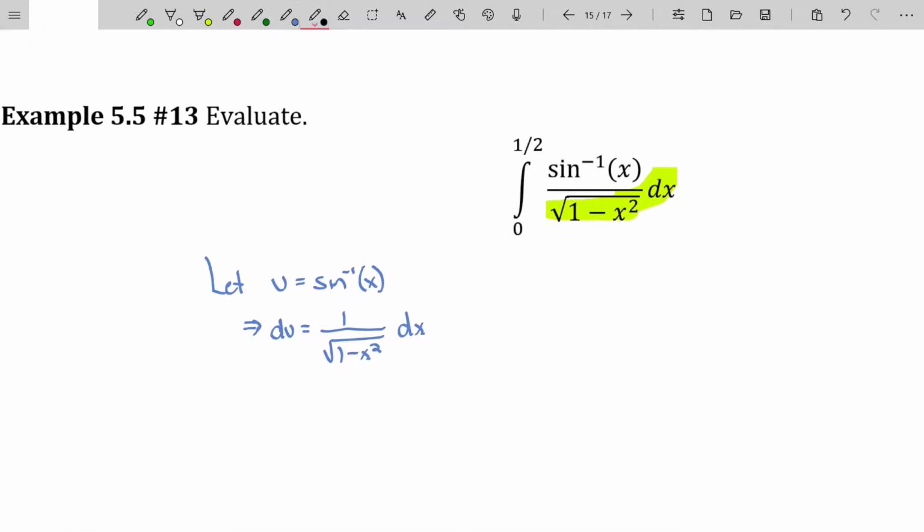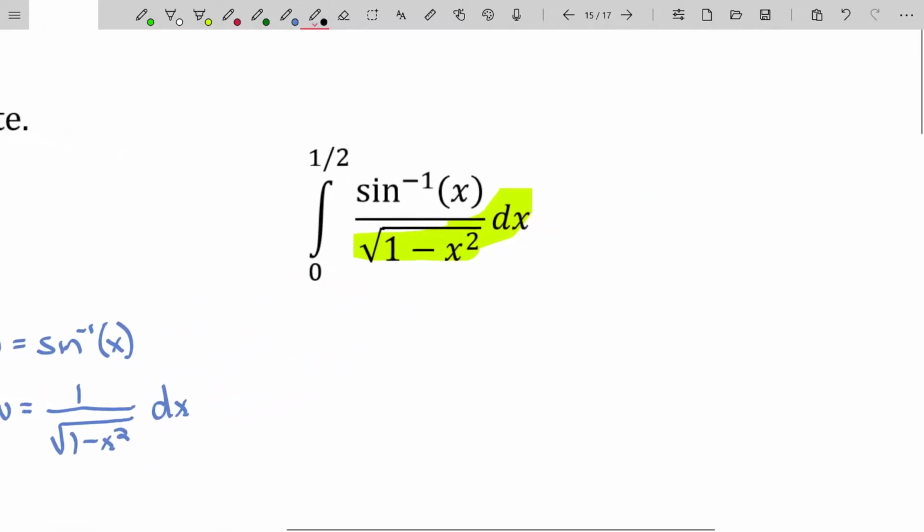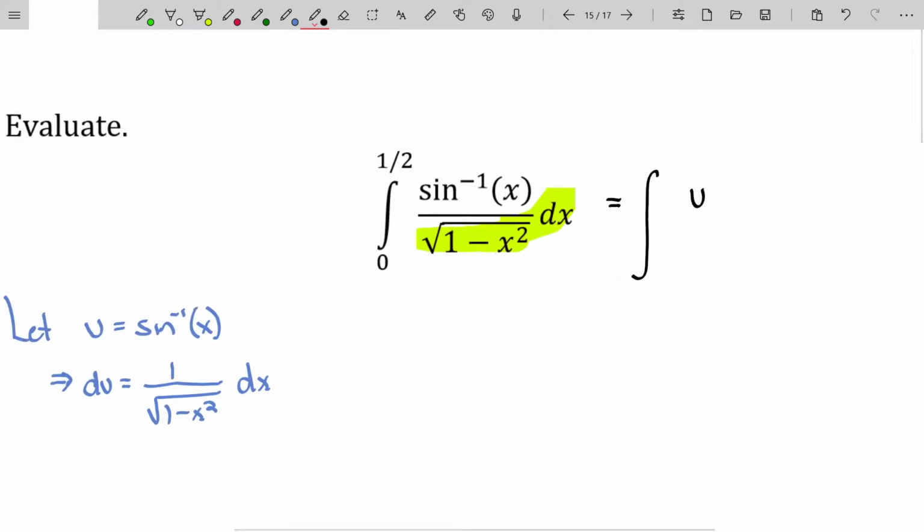So this definite integral will equal the integral, let's see, we're letting u equal the sine inverse. Everything else gets stolen away and gets replaced by du. Now we have to replace those limits, because those limits are x equals 0 to x equals 1/2.